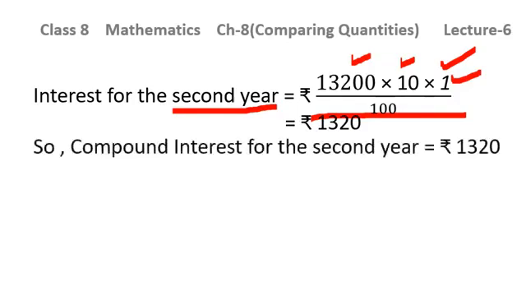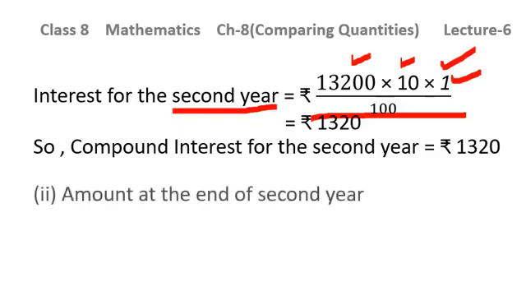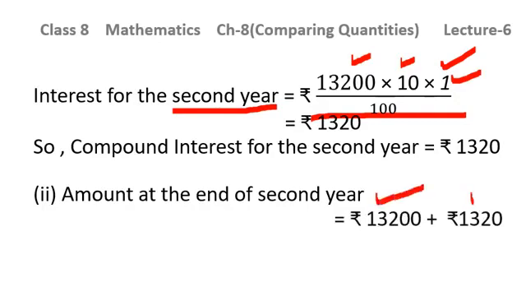Now what will be the compound interest? This is obviously the compound interest for the second year. Now the amount at the end of the second year: how will you calculate the amount? Amount is given by the formula of principal plus interest. So the principal was 13,200. Interest we have calculated is 1320. So this will be the amount at the end of the second year.